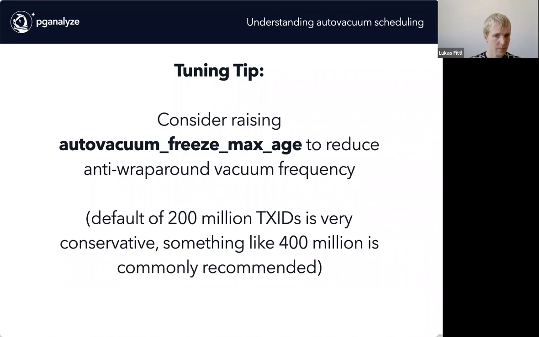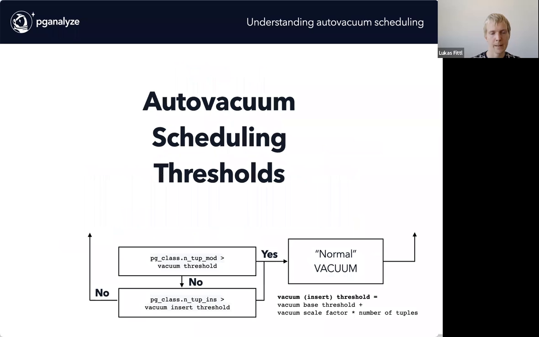Now, back to regular transaction IDs, oftentimes it makes sense to raise the freeze max age. I'll show you a diagram of this in a moment, but the freeze max age says when to kick off a regular anti-wraparound vacuum for transaction IDs. And we usually want to raise that on a lot of the databases that I've seen, because the default of 200 million transaction IDs for this limit is just very conservative. So 400 million or something is a good starting point to think about.